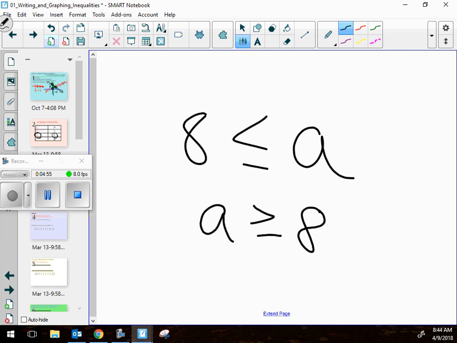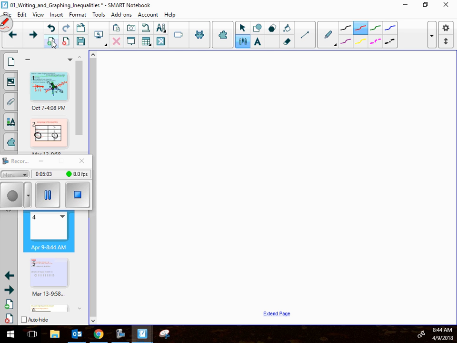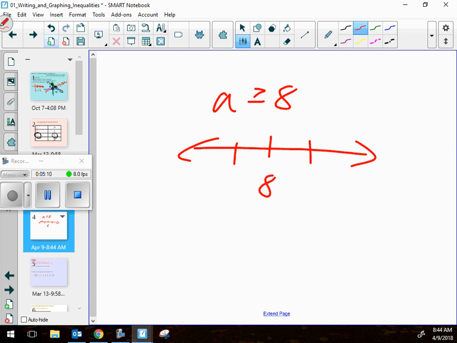No, because then the age wouldn't be, see, if I put a 7 in, it does not work. 7 is not greater than or equal to 8. All right. What if I was going to graph A is greater than or equal to 8? Well, I'd put an 8 on my number line, and then a number on each side of it just to show which way they're going.